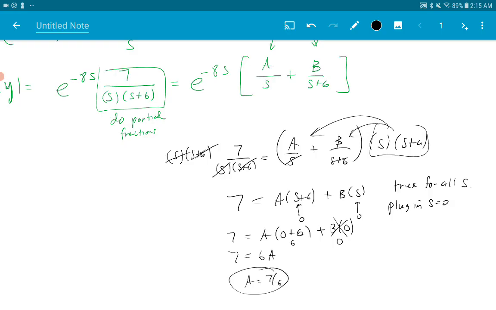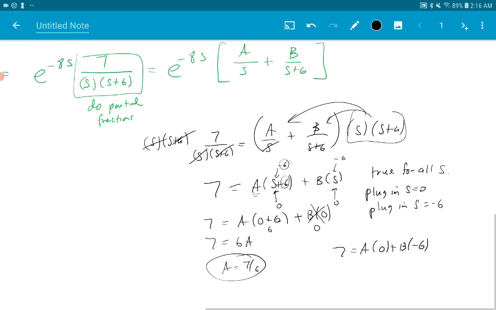Now we need to find b. How do we find b? Let's plug in something else. There's lots of ways to find it, but let's just plug in another value for s. If we plug in a value that will kill off a, I think negative 6 will work. Because if s is negative 6, of course, it'll be a times 0, because negative 6 plus 6 is 0. So I'll get 7 equals a times 0 plus b times negative 6. So 7 equals negative 6b, and b would equal negative 7 over 6. Okay, so I've got it.